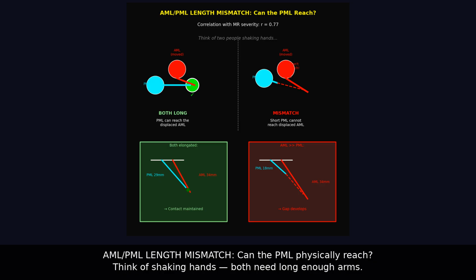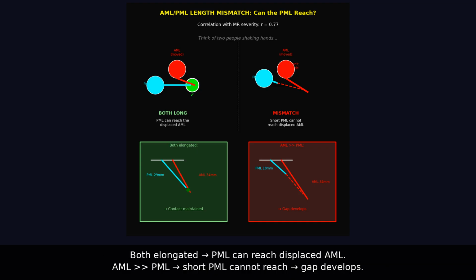The anterior to posterior leaflet length mismatch asks, can the posterior leaflet physically reach? Think of two people shaking hands. Both need long enough arms. If both leaflets are elongated, the posterior can reach the displaced anterior leaflet. If the anterior is much longer, the short posterior cannot reach, and a gap develops.